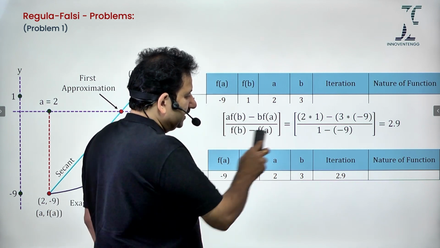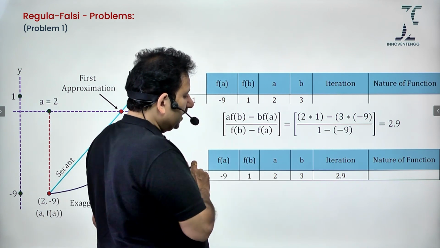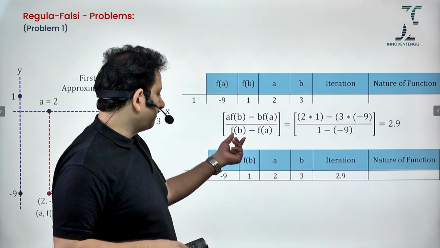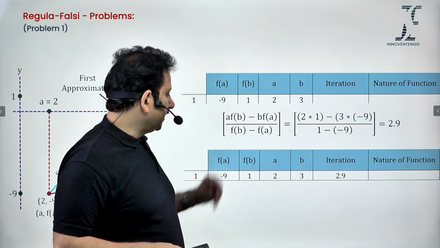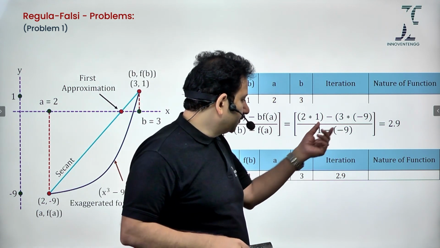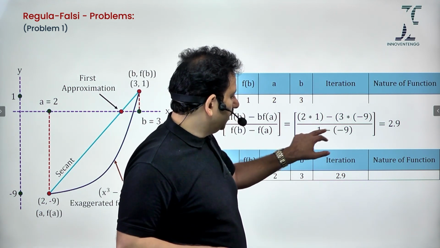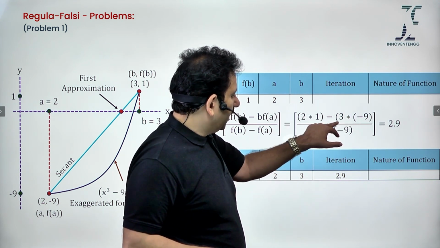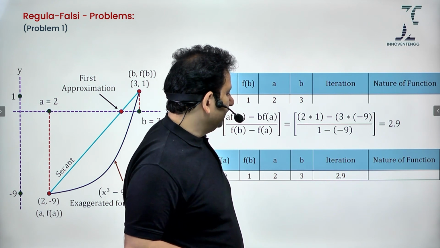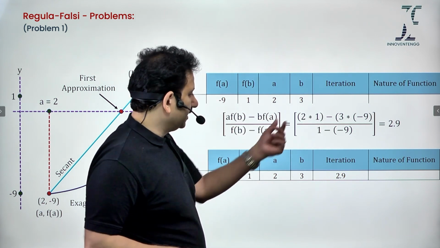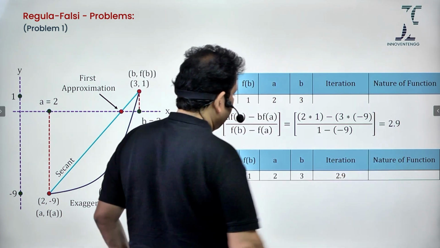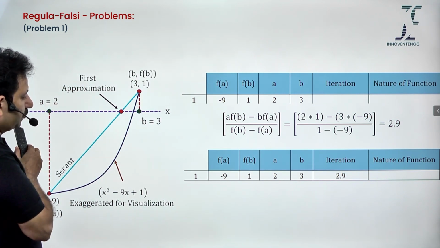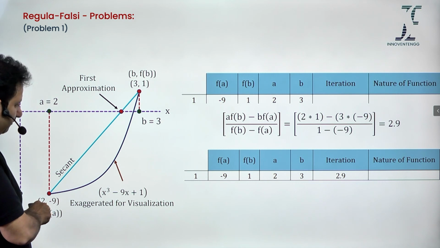And when you estimated that, to start with a is equal to 2 and b is equal to 3, and the values of f of b is 1 and f of a is minus 9, and when you substituted those here, 1 minus minus 9, 1 multiplied by 2 and minus 9 multiplied by 3, and of course a negative sign that comes, you get 2.9. That means the x coordinate at this particular point is 2.9, but what you started with is 2.